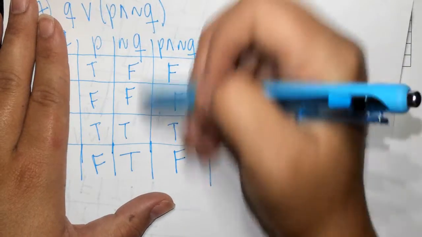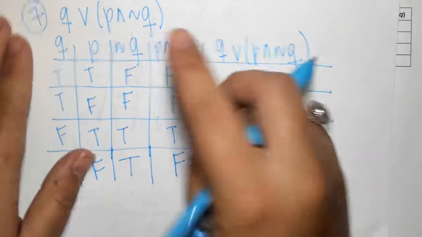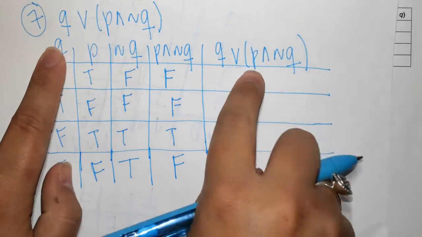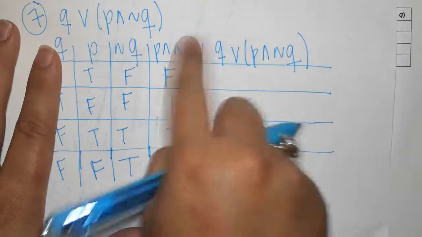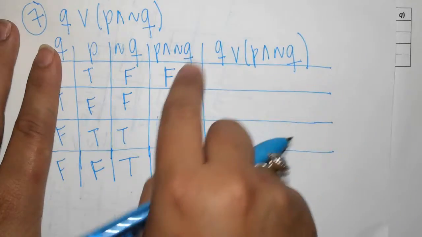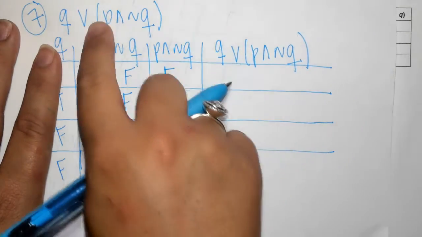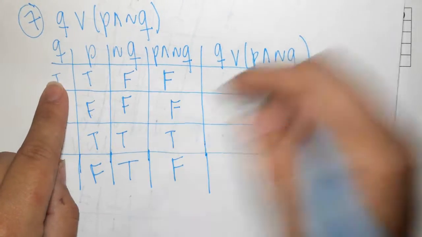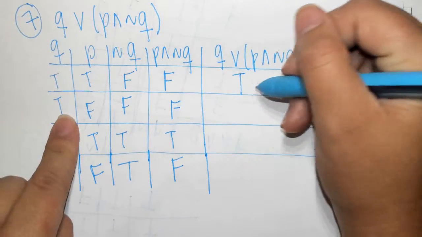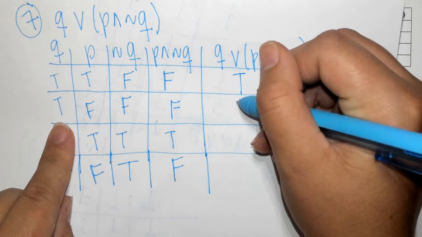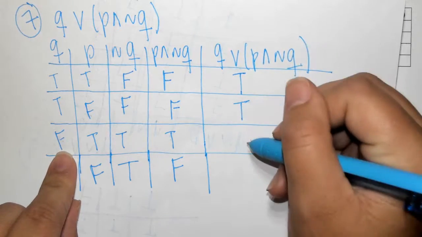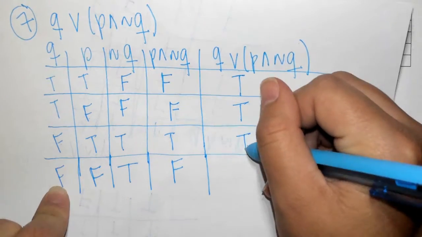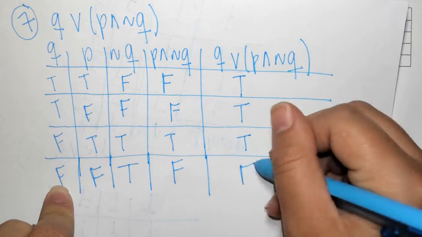So now we did the parentheses. Well, now we're talking about Q or all of this that was in the parentheses. So basically we just did all of this that we need, like all of this or Q. That's what we need to look at. True or false is true. True or false. True or false or true. False or false.